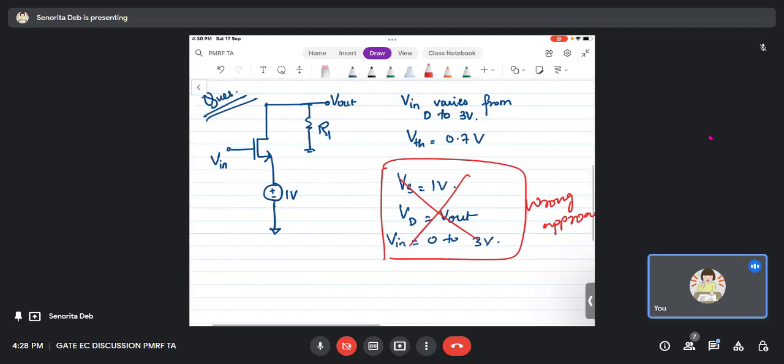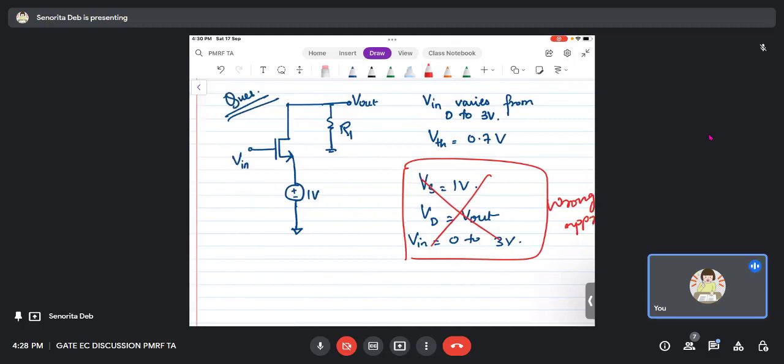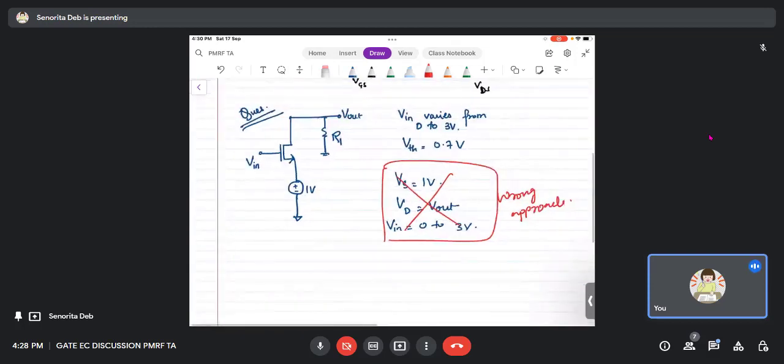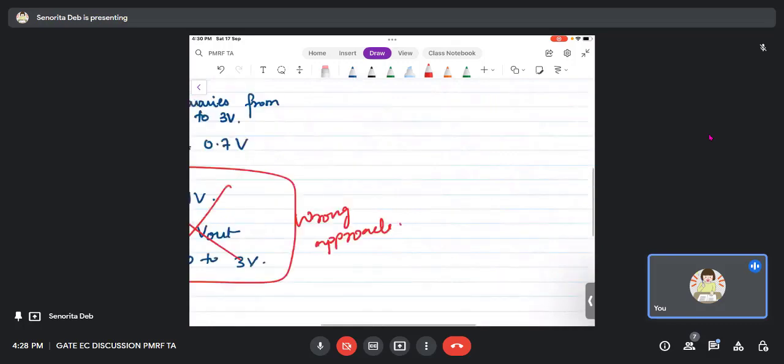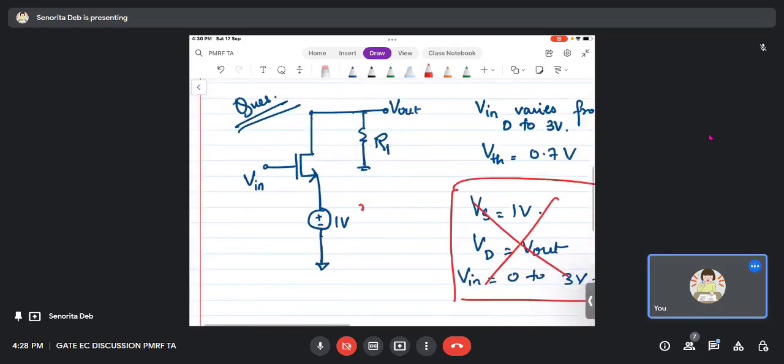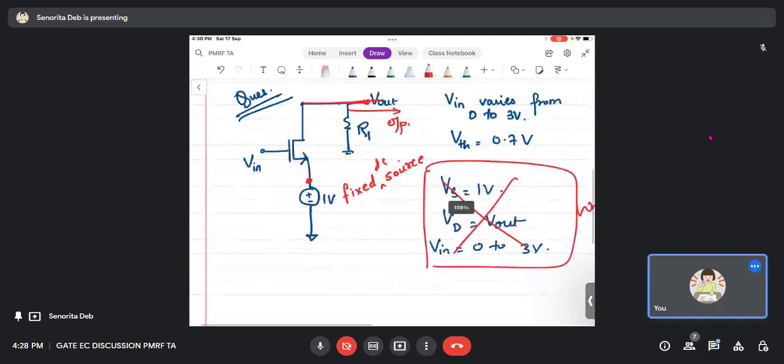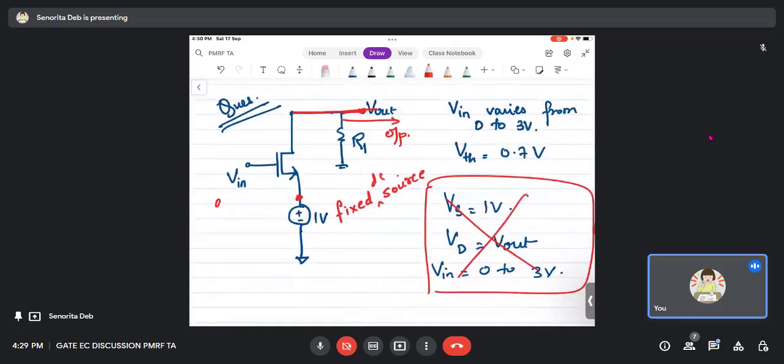Why? Just now I told you that the source and drain terminals are decided by the potential that is applied. Here in the MOSFET, you can see that there is a potential applied. There is already a fixed DC voltage source at this node. And V out is nothing right now. I am just taking V out from this terminal. I am not applying it. This is the output, right?